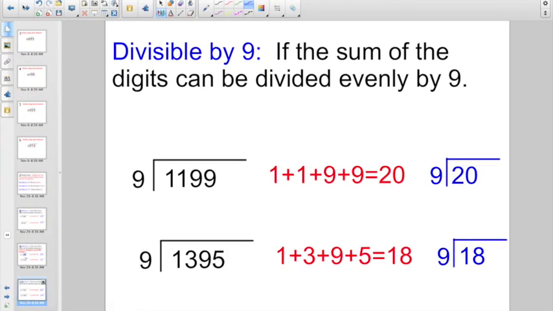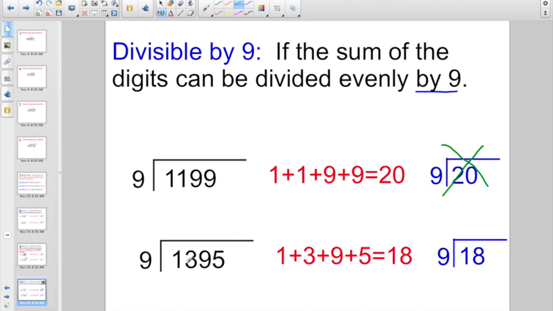And the last one, the divisibility rule for 9. If the sum of the digits can be divided evenly by 9 this time. So let's check it out. 1,199. 1 plus 1 more plus 9 plus 9 equals 20. Does 20 divide evenly by 9? No way, Mr. Hines. 20 does not divide evenly by 9.